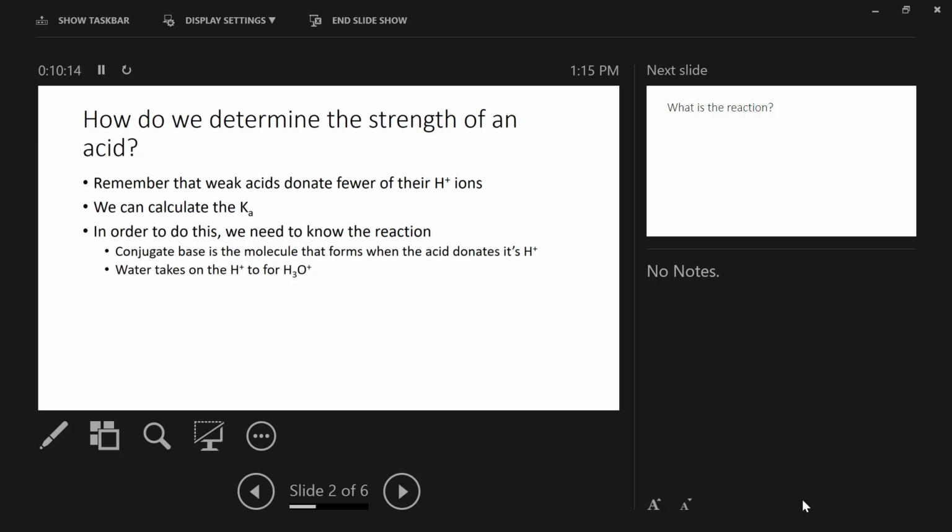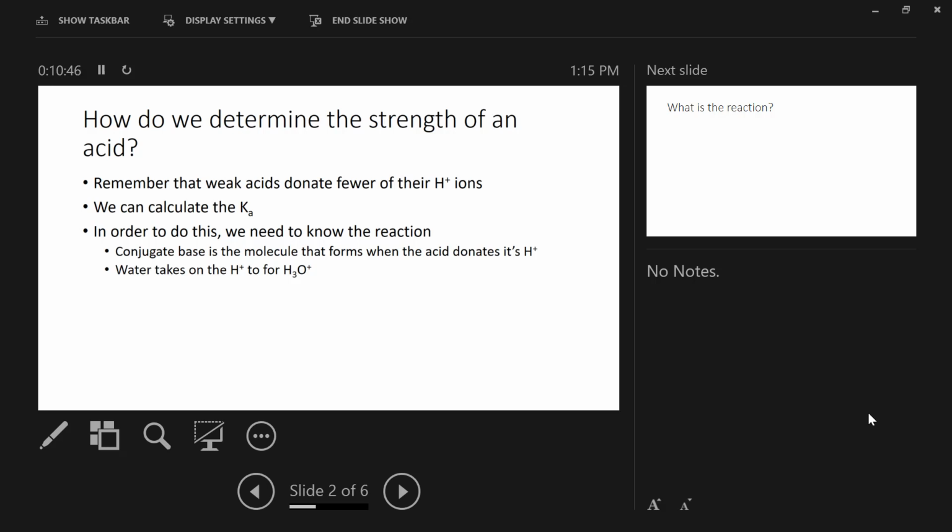water's going to take on those extra hydrogen ions. That's something you need to know and keep in the forefront of your mind. Okay, so how do we determine the strength of an acid? The best way to answer this question is to just write two letters, Ka. How do we determine the strength of an acid? Ka. That's how we determine the strength of an acid.